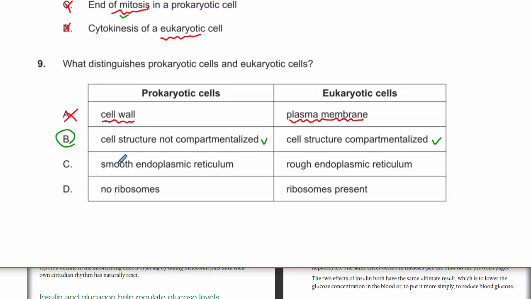C. Smooth endoplasmic reticulum. No, prokaryotes don't have this organelle. So this is wrong. And D. No ribosomes. Of course, prokaryotic cells do have ribosomes, and some define ribosomes as an organelle. And if so, then the ribosome is the only organelle prokaryotes have. So this is also wrong.